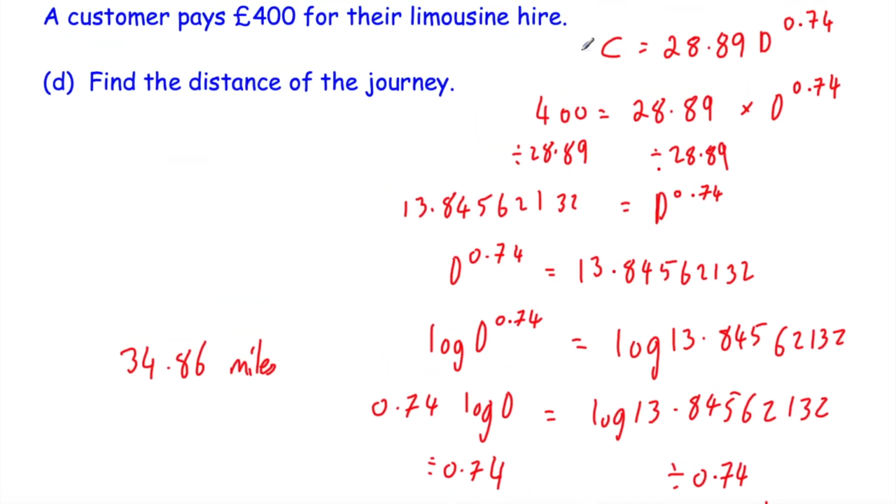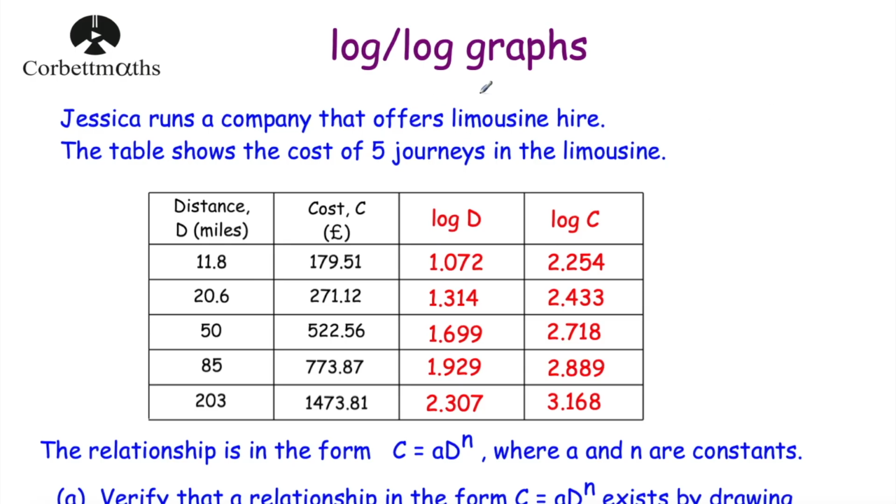I would again go to the relationship, substitute in 400, get to the point where we've got d to the power of 0.74 equals 13.84 and so on. And then I would take the logs of both sides, bring down the power, and then just work out what the d is. And that's it. So in this video, we've been looking at log-log graphs. We've looked at these exponential relationships and how we could draw a log-log graph.